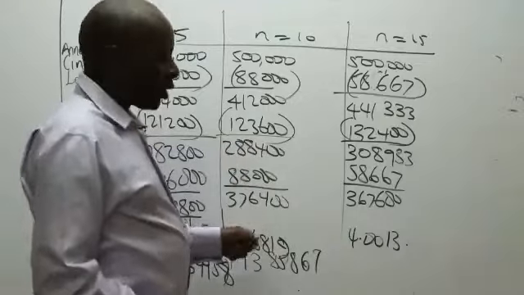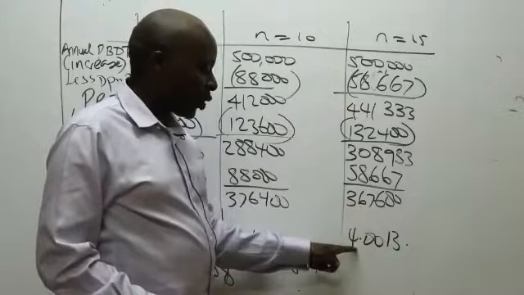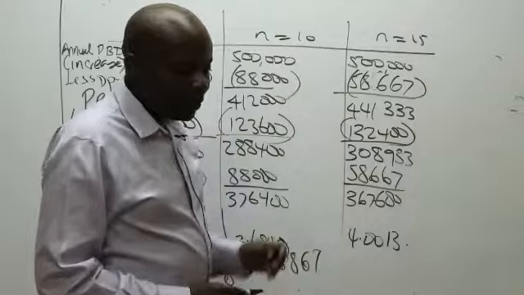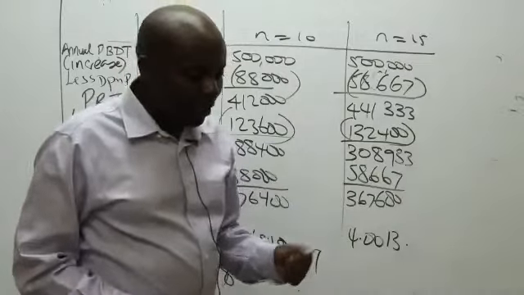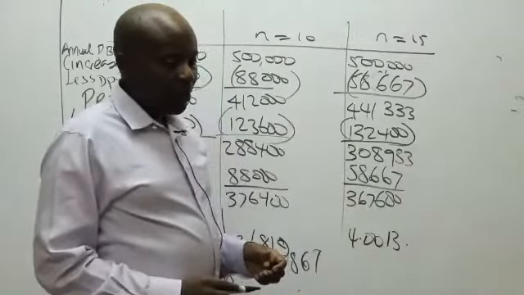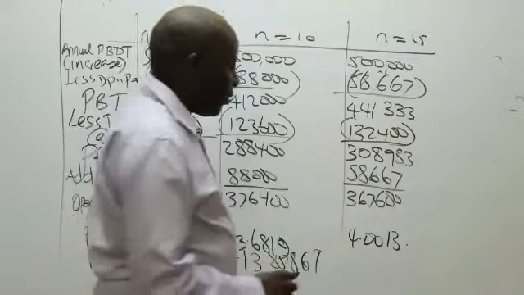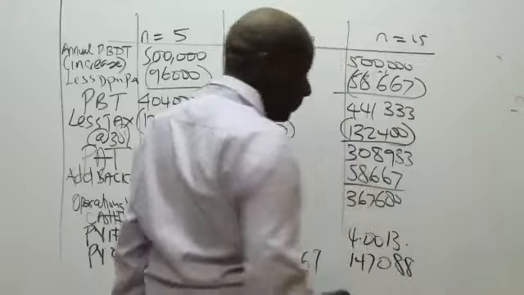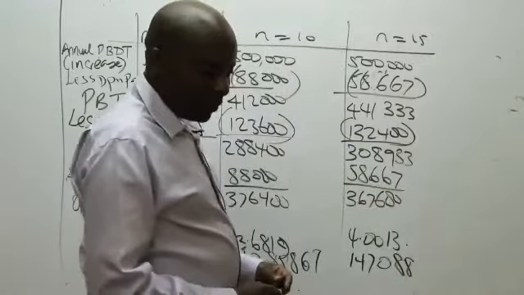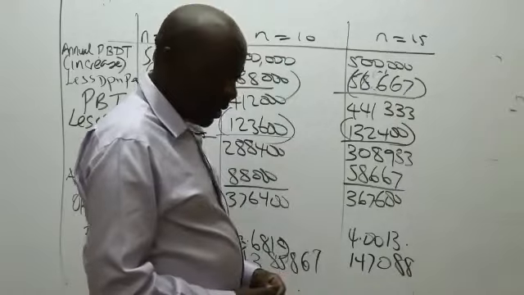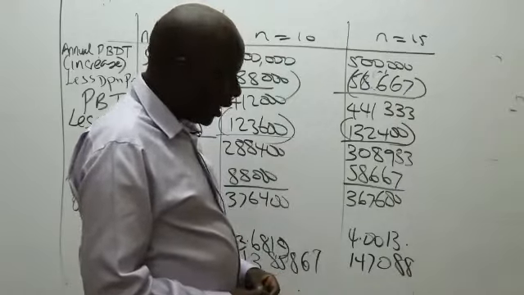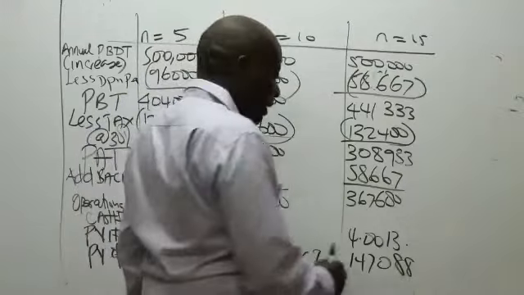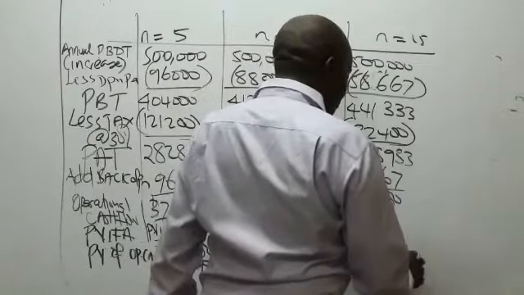Thank you so much. So from there, come and give me this and this. Please multiply them. So somebody gives me a figure of 147,008.78. Thank you very much.